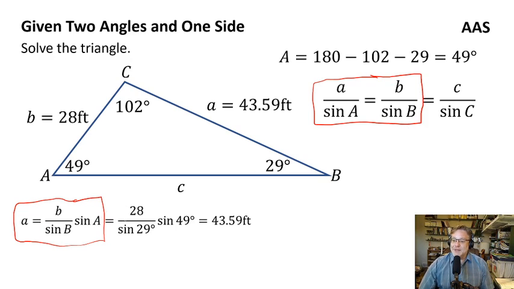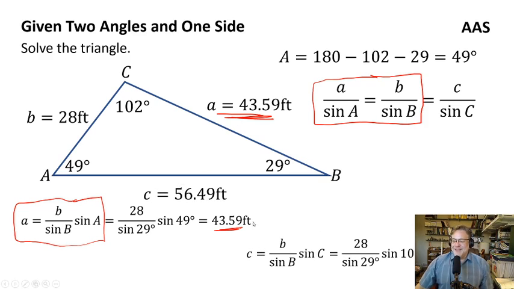The length of side B is 28, angle B is 29, angle A is 49. So 28 divided by the sine of 29 degrees multiplied by the sine of 49 degrees gives me 43.59 feet. That's the length of this side here. We've been able to solve these things even though this is not a right triangle. This is so cool. So then let's do the same thing for C here.